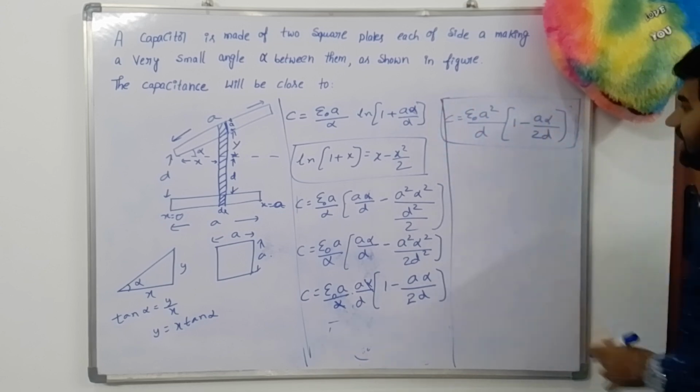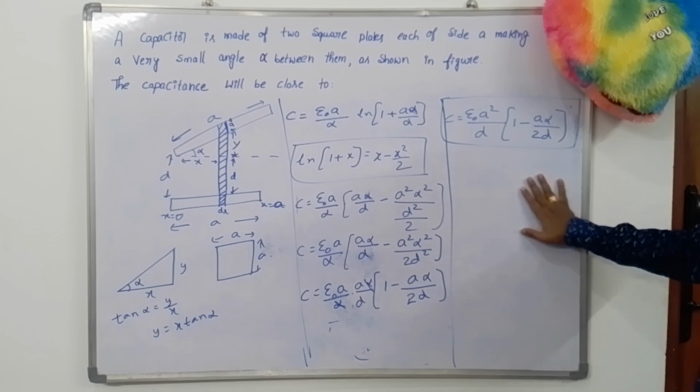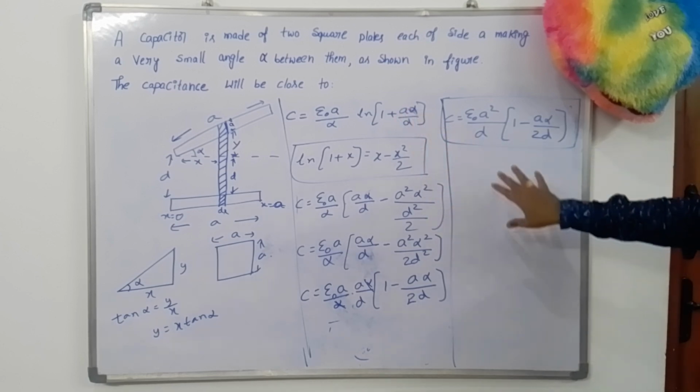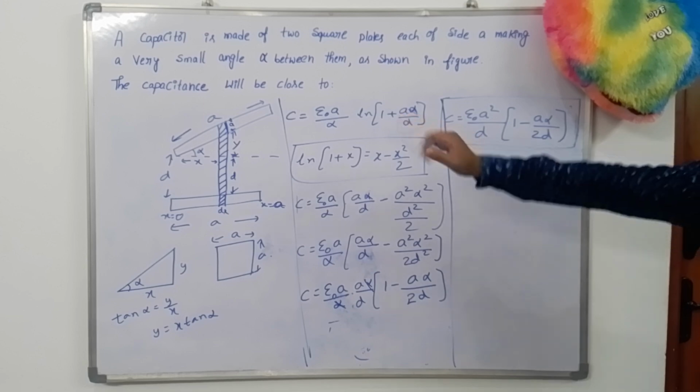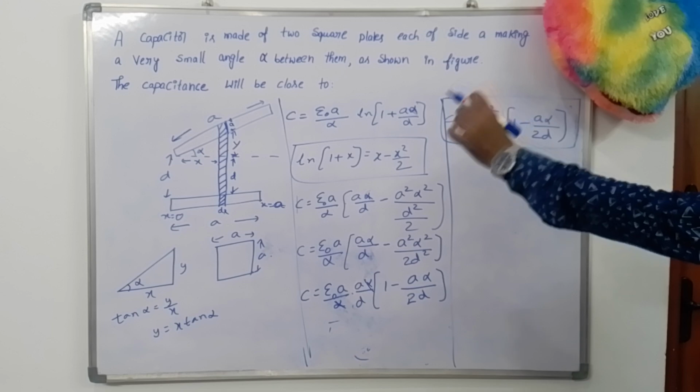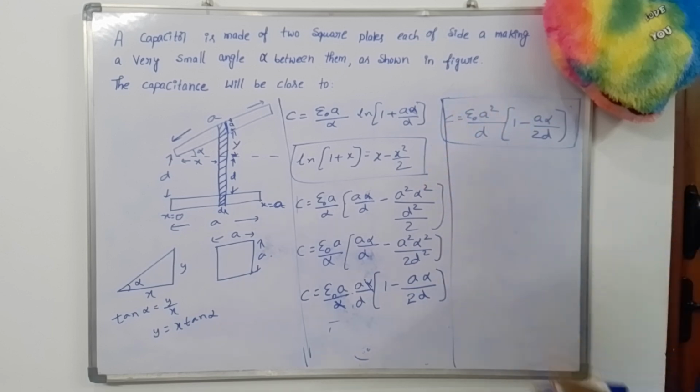This is the capacitance of the given capacitor, which is having 2 square plates. Like this, you have to find the capacitance of the given capacitor. First, you have to find the element capacitance. After that, you have to integrate.